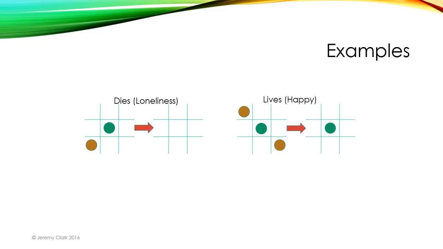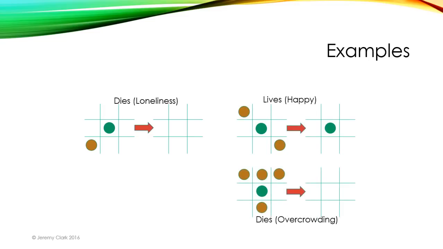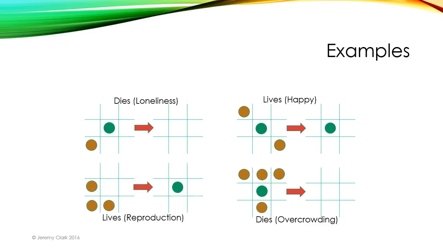So let's take a look at some examples. If a cell has fewer than 2 live neighbors, it dies due to loneliness. If it has 2 or 3 live neighbors, it stays happy and stays alive. If it has more than 3 live neighbors, it dies due to overcrowding. And if a dead cell has exactly 3 live neighbors, it springs to life.